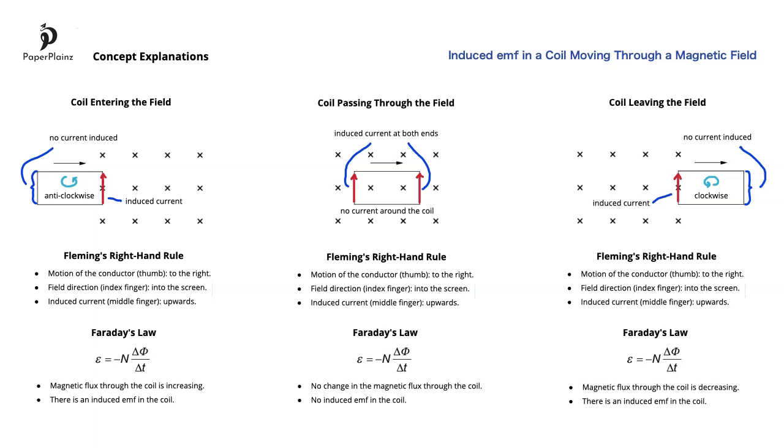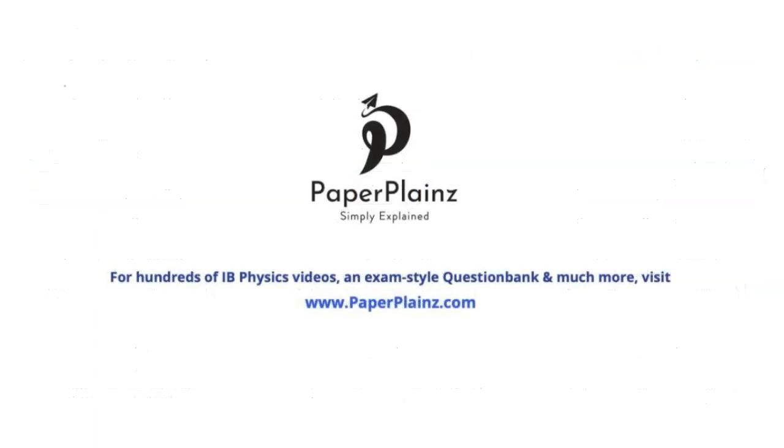Examining the Faraday's law equation, we can also confirm that the sign of the induced EMF will be different when the coil is entering the field and when the coil is leaving the field. So for instance, if the induced EMF is taken to be positive when the coil is entering the field, it will be negative when the coil is leaving the field. This completes our discussion of induced EMF in a coil moving through a magnetic field. In the next video, we'll discuss what happens when a coil is turning in a magnetic field.